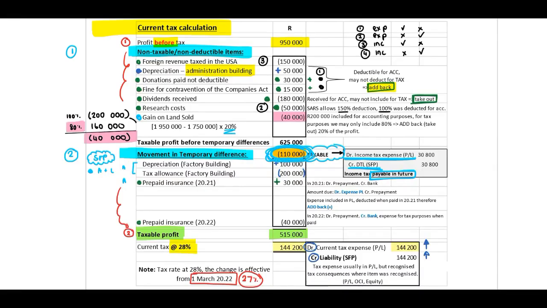Now you're going to ask me, but why do we have the bracket? Think about this. Listen, it will be a payable. Remember, this is a calculation only. It will be a payable in future, not now. Therefore, we take this out and we deduct. We decrease our profit. We are only going to pay this in future, not now. This is a calculation only.